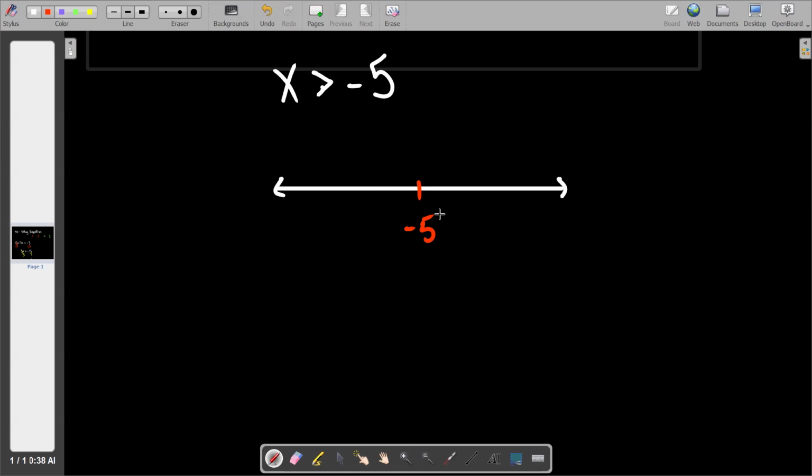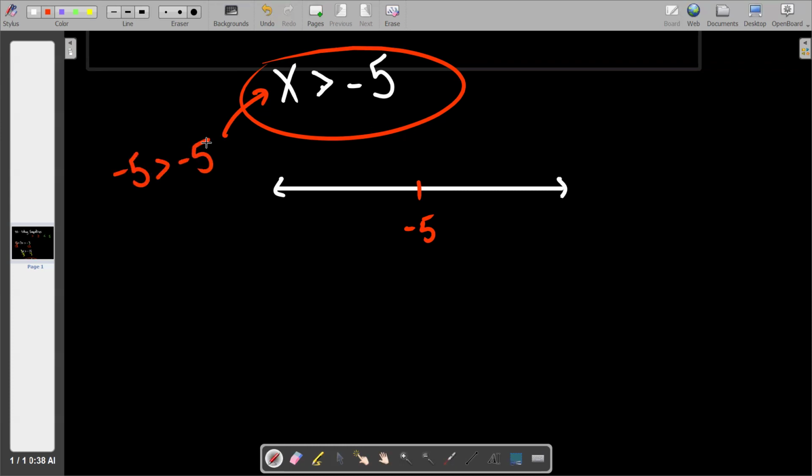So first off, let me ask you this. Is -5 a solution of that? It is not. For reasons we discussed earlier, is -5, if I put it right there, greater than itself? That would need an equal sign. So as a math person, I say, well, how do I make my graph communicate that to somebody?